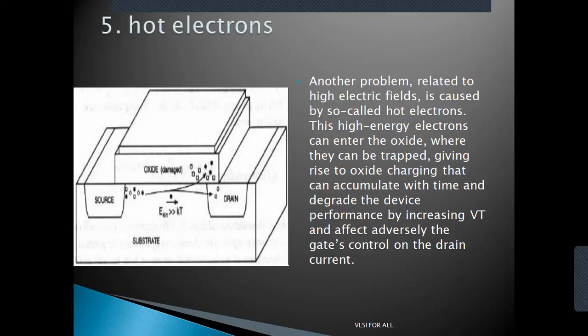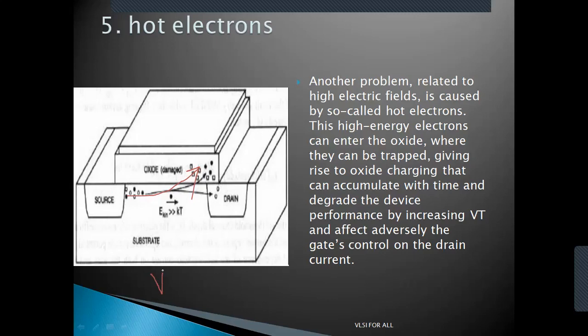The last effect is hot electrons. Due to the high longitudinal electric field, the electron will get high energy and will move to the oxide region, and will get trapped by the oxide region. Due to that, charge can accumulate with time and degrade the device performance by increasing VT, the threshold voltage, and adversely affect the gate control on the drain current.